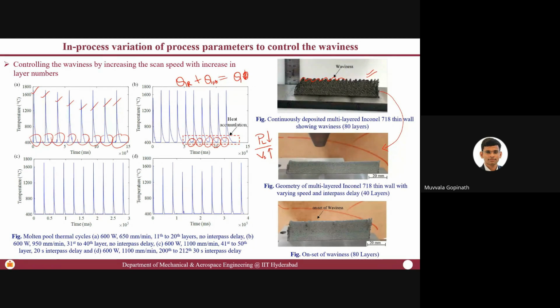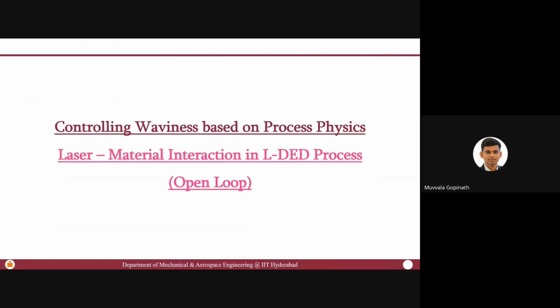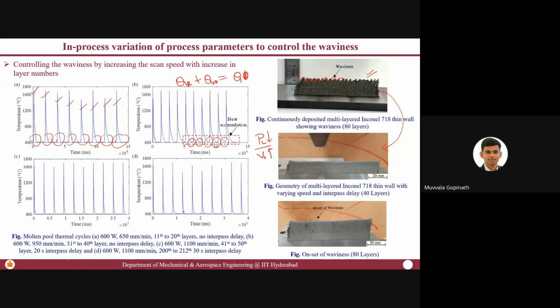So because of this oxidation, is it an endothermic reaction or exothermic reaction? That we have to again answer. Definitely, oxidation is an exothermic reaction, so it will add additional heat into the process. The moment additional heat comes into the process, the molten pool size will again become bigger, making it unstable, and then you will have the onset of waviness again. Now remember, we are talking about onset of waviness due to heat accumulation.